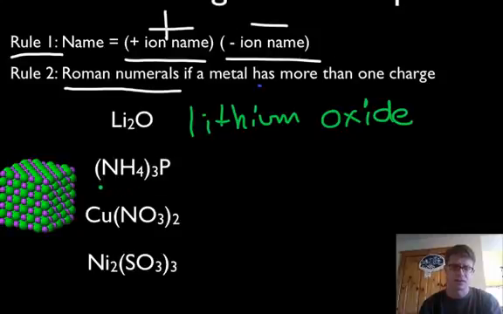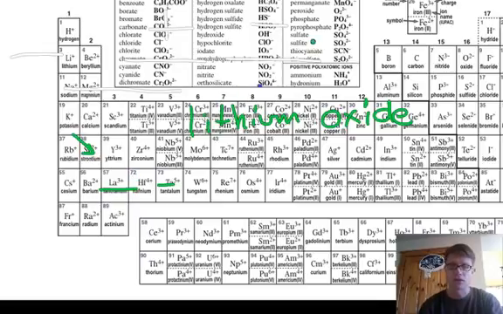Now let's look at the next one. This one looks a little bit scary. You shouldn't be scared though. If we ever see something that is written in parentheses, that means it's a polyatomic ion. That means it's an ion, it still has a charge, but it's made up of more than one atom. In this case, we have NH4. So let's go back to our chart and find out where that is. I'm going to look around here until I find it. It's way over here.